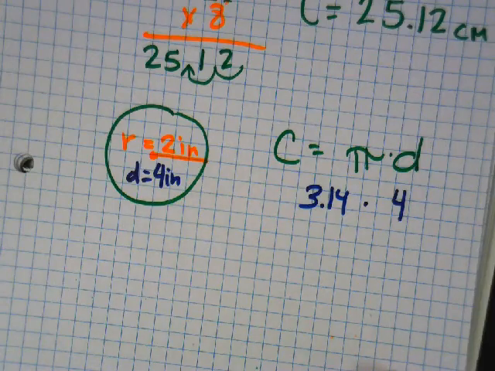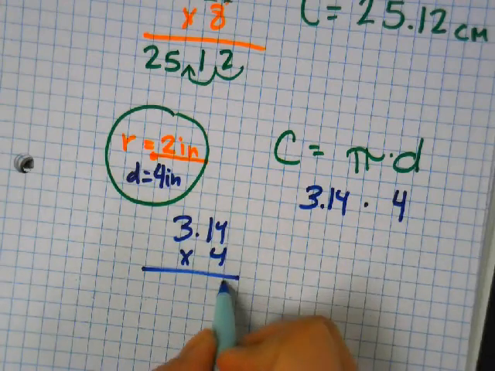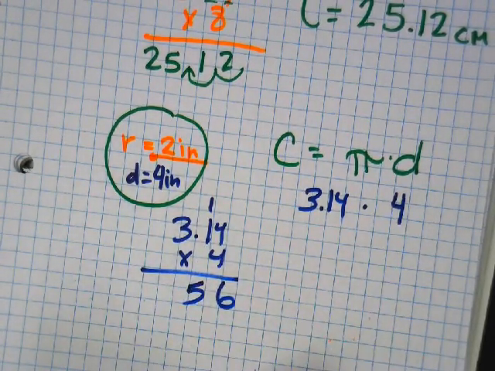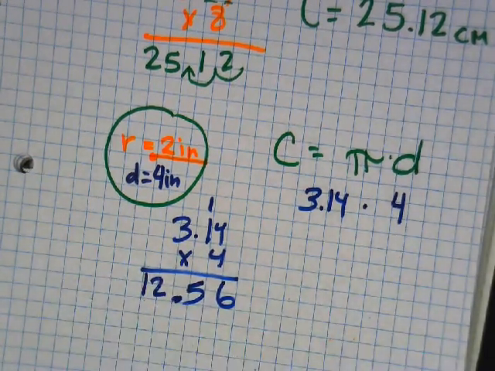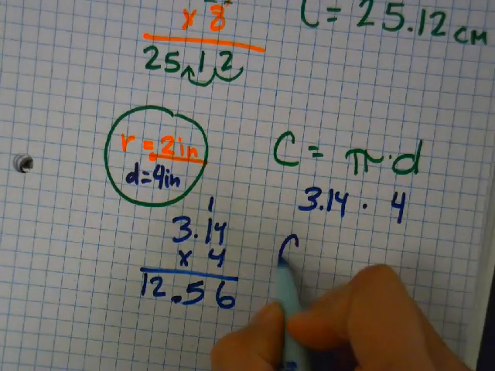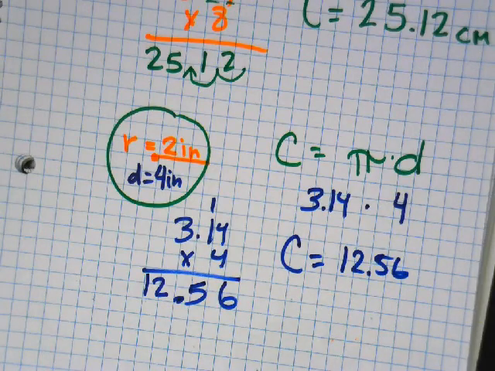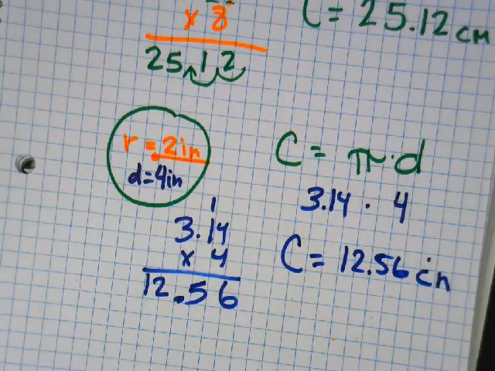4 times 4 is 16, carry the 1. 4 times 1 is 4, plus 1 is 5. 4 times 3 is 12. So 12.56 inches. Whoops, inches. I was going to put centimeters, but I used an imaginary number.